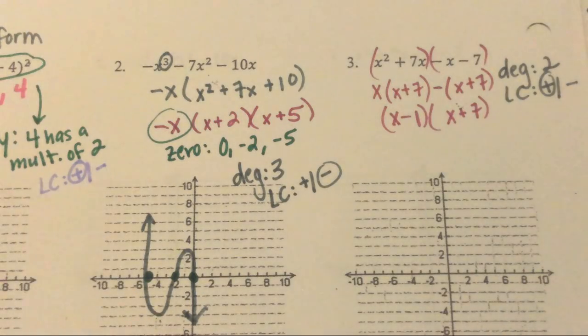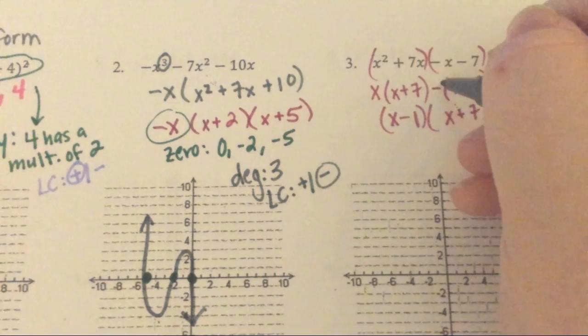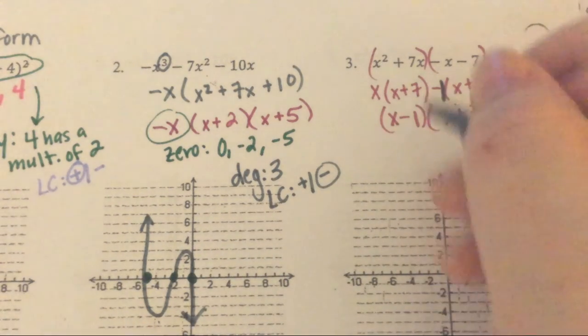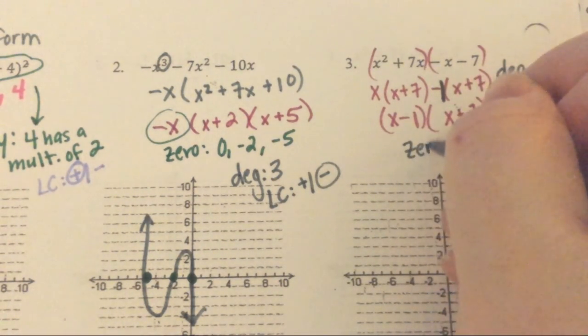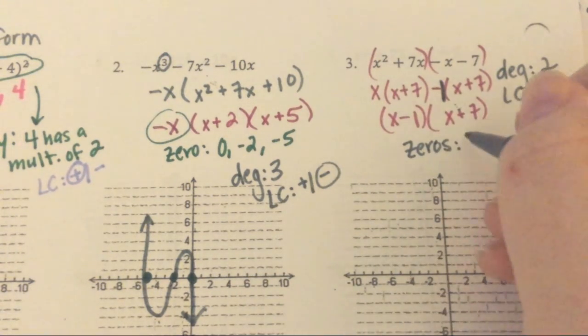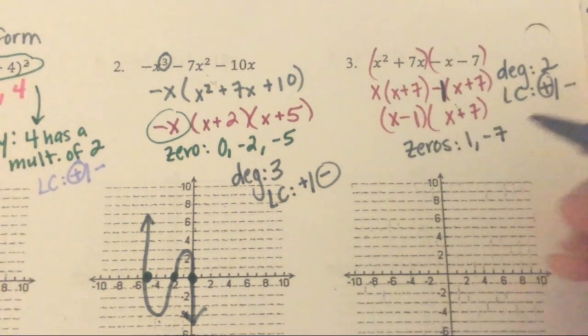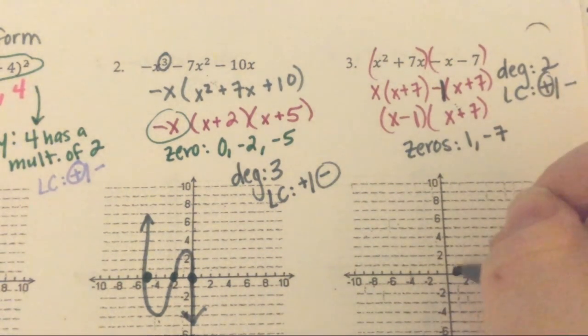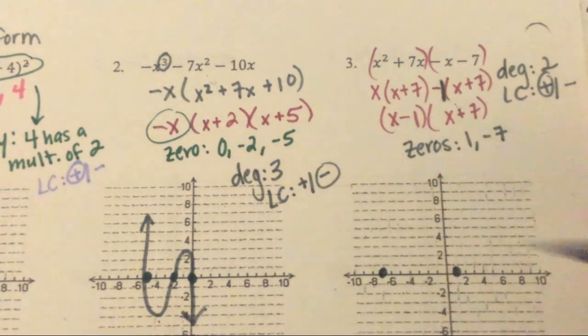You're cool with pulling out the x, and you're cool with the fact that I pulled out a negative 1. In fact, if you need to write that one today, I understand. I'm sorry. So where does that mean my zeros occur? 6 get another point. So my zeros are at 1 and negative 7.